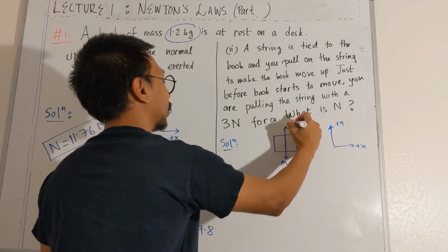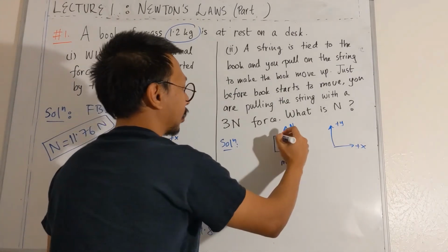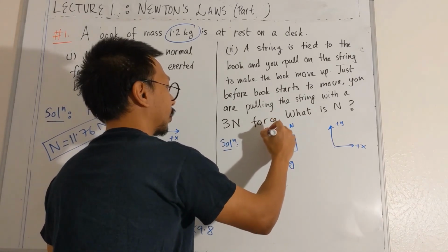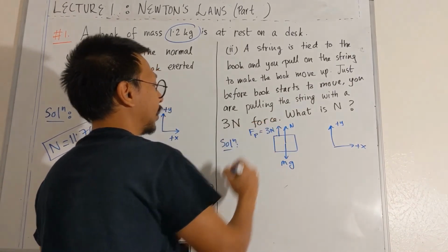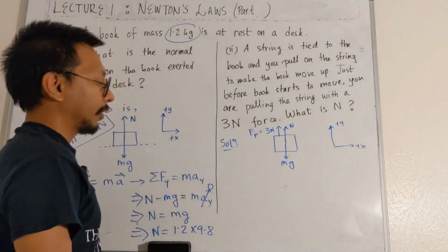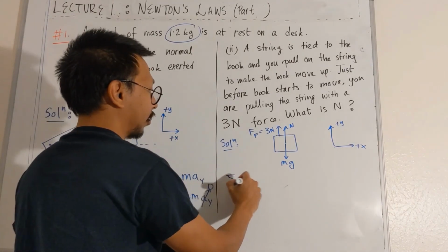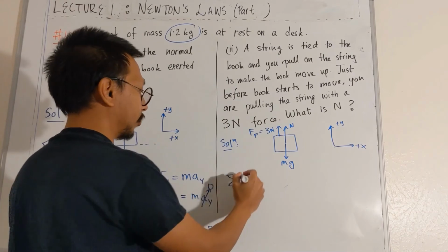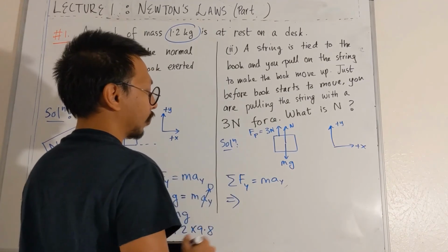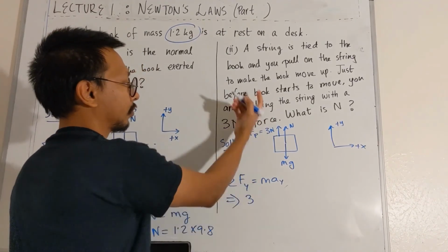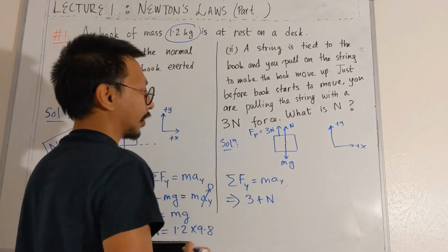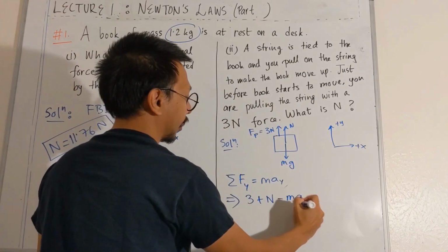The normal force still exists from the desk, but now we have a second force, which is, let's call it Fp equals 3 Newtons. Fp is the pulling force that you are exerting on the string when you pull the book up. Alright, then we write down Newton's second law, and since all of these forces are in the y direction, we can just write the y equation. What are the forces? We have 3 Newtons going in the positive y direction, so positive, N going in the positive y direction, and mg going in the negative y direction.